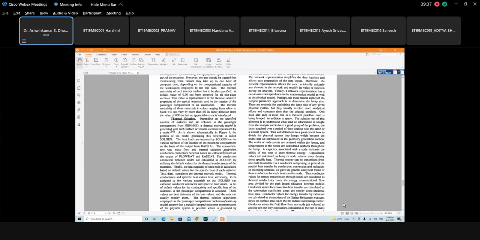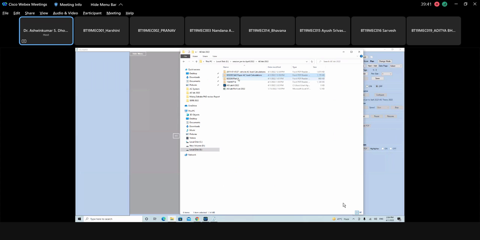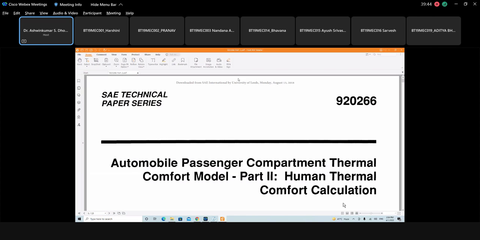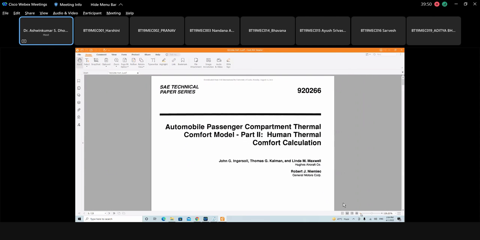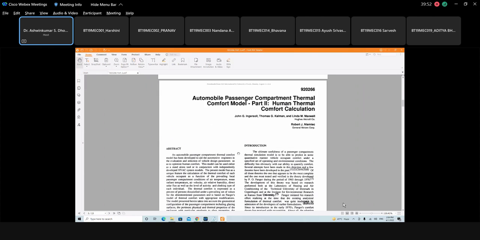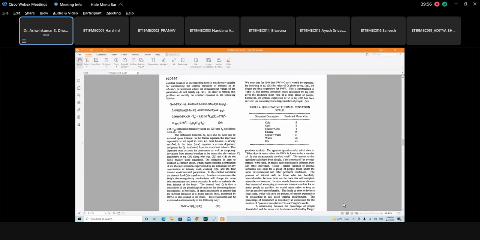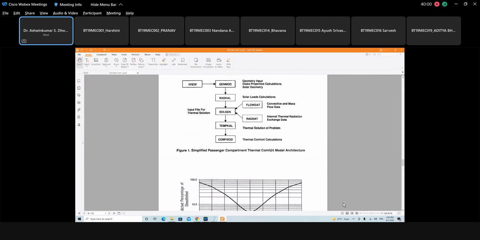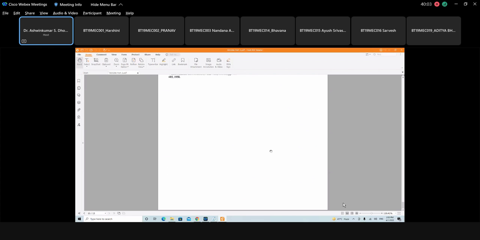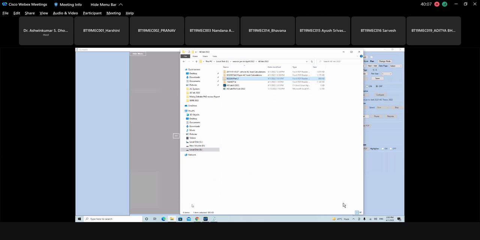So this is another paper. I will share with you all the 4 papers which are downloaded and which give you the idea. Mobile passenger compartment thermal comfort model, part 2. Though these are old papers, they give you the basic idea for calculation. So the predicted mean value, whatever is of your use, use that. Otherwise forget it. So is this clear, sir?